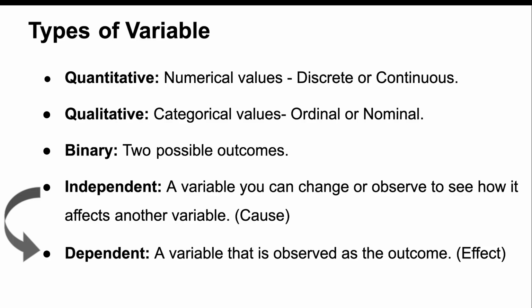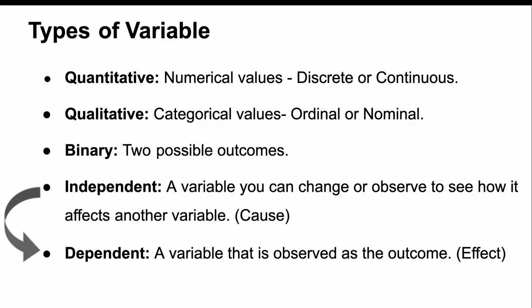So there are types of variables. First, quantitative and qualitative. As we discussed earlier, variables can be quantitative, which means numerical values, and they can be qualitative, which means categorical values. But also there are binary variables. This means that the variable has only two possible outcomes: yes or no, true or false, pass or fail, customer or non-customer status. Examples include whether a customer made the purchase, yes or no, or whether a student passed an exam, yes or no.